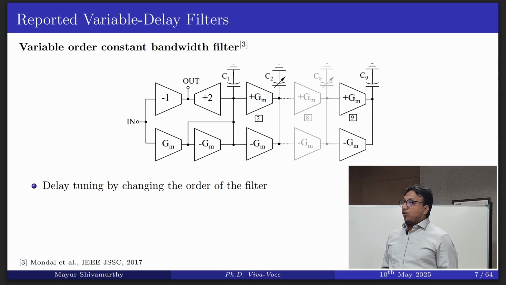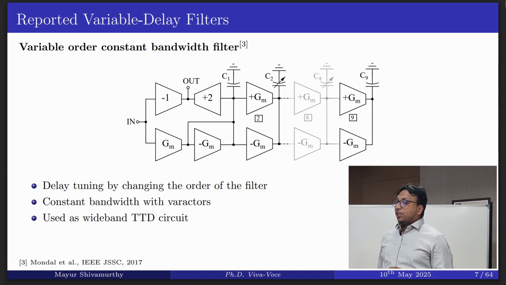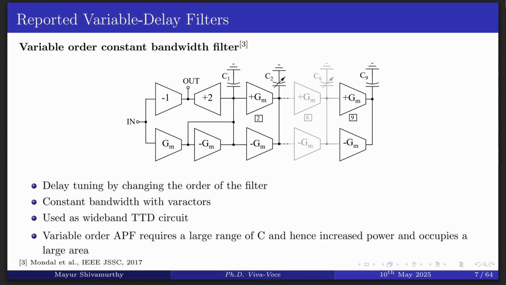The next approach of delay tuning is a variable order constant bandwidth filter. So basically here the delay tuning of the filter is done by changing the order of the filter, say from order 9 to 2. The bandwidth of the filter is kept constant for every change of order, so the capacitance is also varied in order to keep the bandwidth constant. This particular approach is used in the realization of wideband TTD circuits.